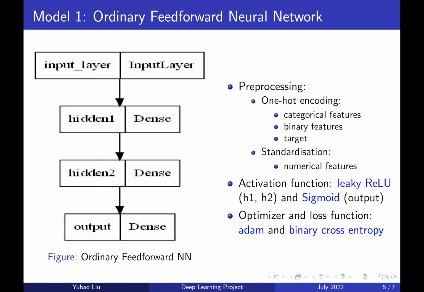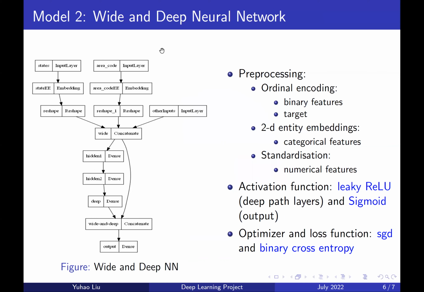I developed two models in this project for customer churn prediction. The first one is an ordinary feed-forward neural network with 4 layers. And the second is a bit more complicated, which is a wide and deep neural network with embedding layers.